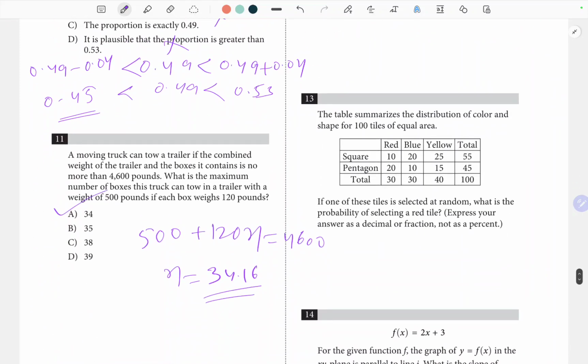The table summarizes the distribution of color and shape of 100 tiles of equal area. Square, pentagon, total. If one of these tiles is selected at random, what is the probability of selecting a red tile? Red is 30 in total and the total is 100, so 30 over 100 is 0.3. So 0.3 should be the answer.